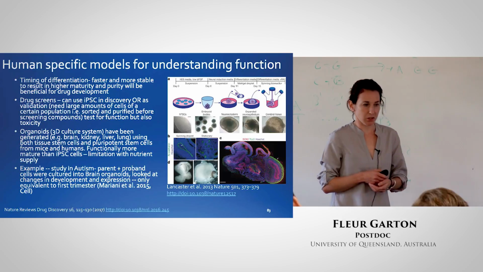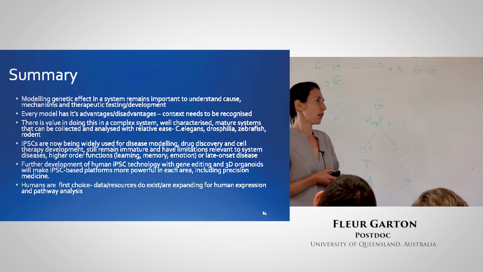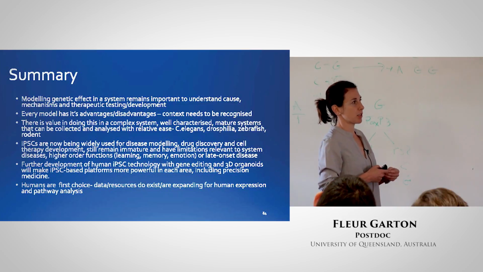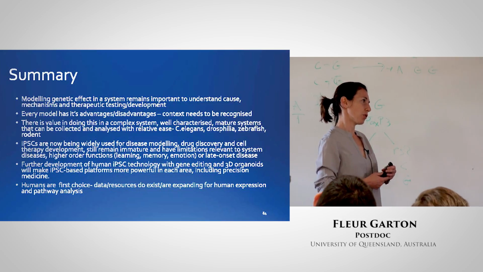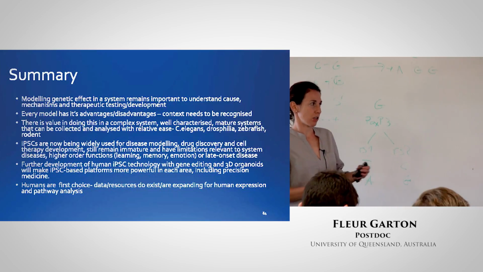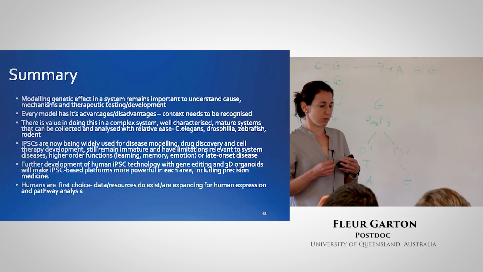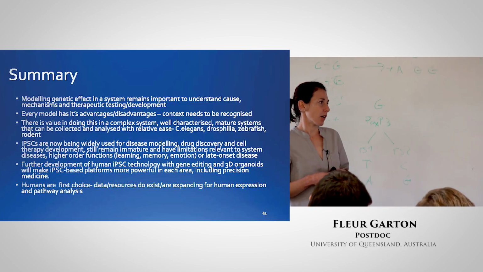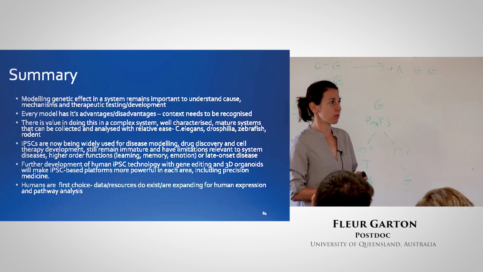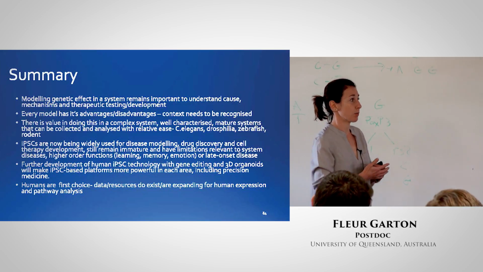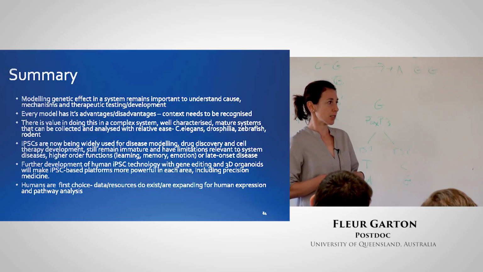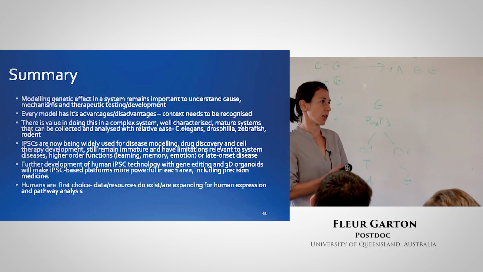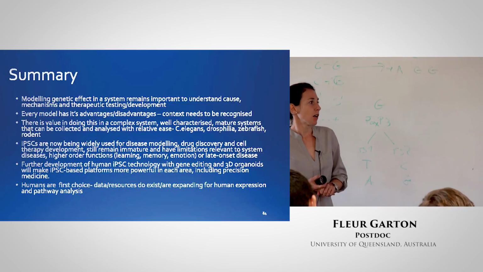Okay, so just to summarize what we've just talked about: modelling a genetic effect in a system remains important to understand causal mechanisms, and is also relevant for therapeutic testing and development. Of course, every model at this moment has its advantages and different disadvantages, and the context should be recognised. There's a lot of value in doing it in a complex system, particularly one that's well characterised and mature, and where things can be collected and analysed with relative ease. And as I mentioned, this includes things like C. elegans, the fruit fly, zebrafish, and the rodents.